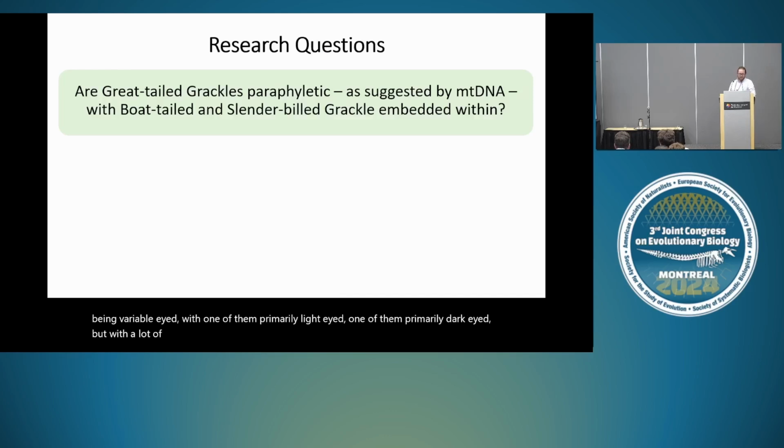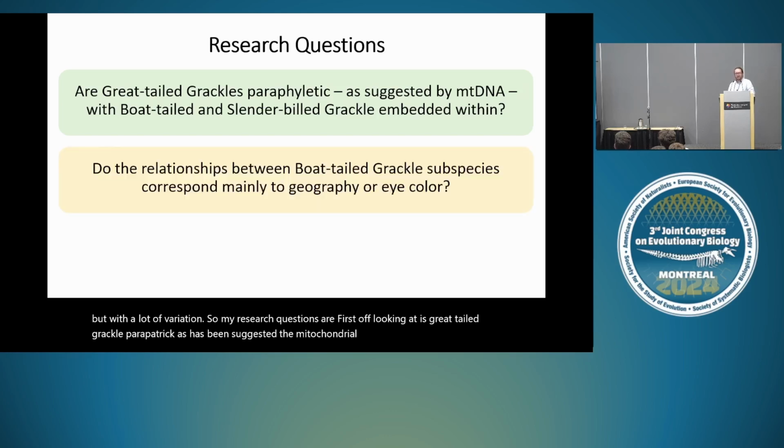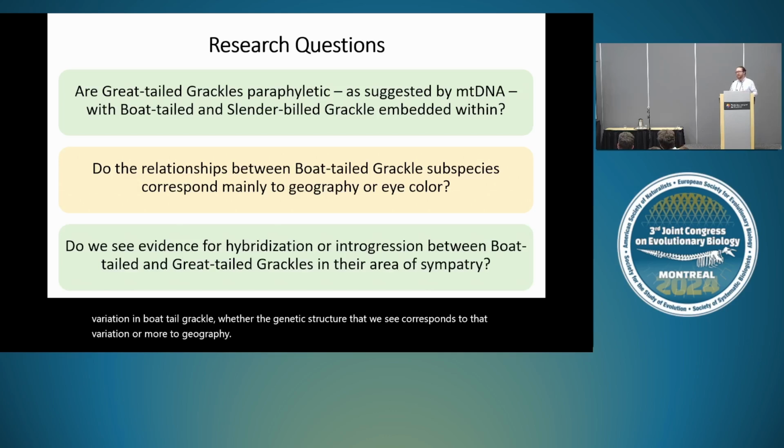So my research questions are, first off, is great-tailed grackle parapatric, as has been suggested with the mitochondrial DNA. Looking at the eye color variation in boat-tailed grackle, whether the genetic structure that we see corresponds to that variation or more to geography. And then also, do we see any evidence of hybridization between the two species where they come into contact?